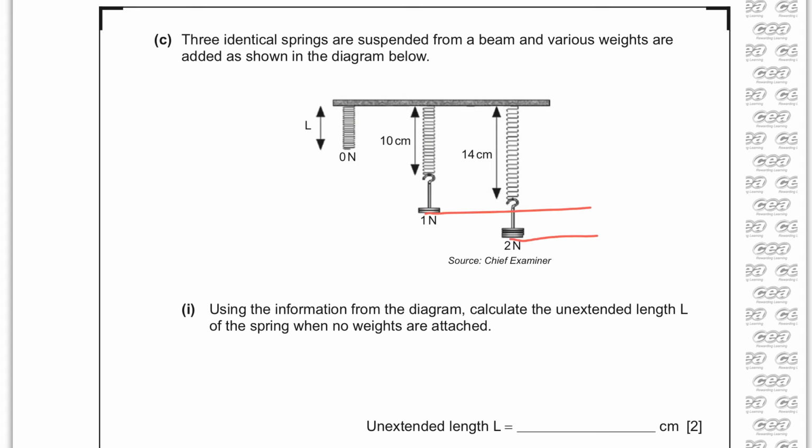between here and here we've got F of 1 Newton causing an extension of 4 centimeters. So if we remove F, we would expect it also to go back 4 centimeters. So the unextended length is going to be that middle length, 10 minus 4, which gives you 6 centimeters.